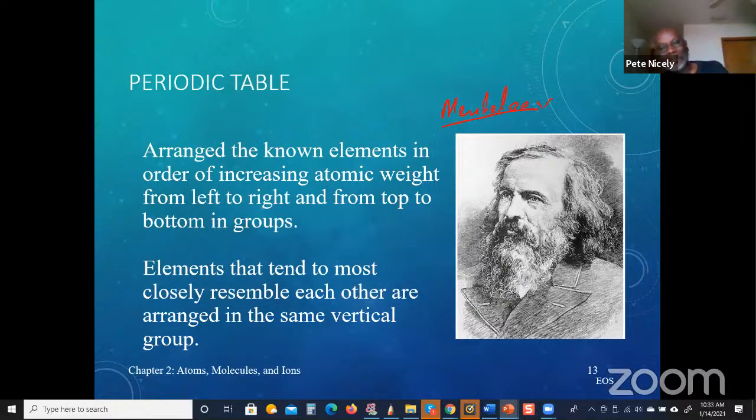And so the elements that are in the same columns are called groups, right? Later on, it was discovered why, and we're going to talk about that later on, because it has to do with how the electrons are arranged in the atom, all right?